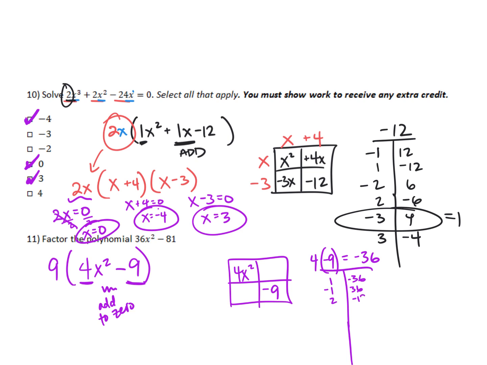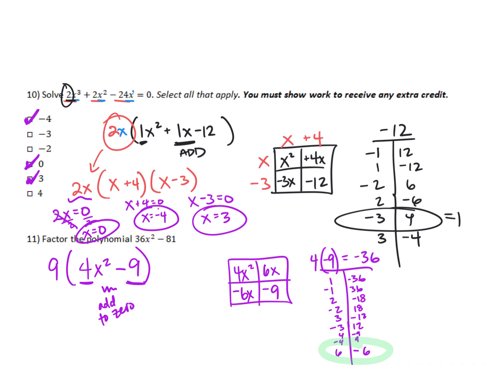2 and 18, 3 and 12, 4 and 9, 5, nope, 6 and 6. That's the end of my list. So I know that they have to add up to 0. So my winner, winner, chicken dinner is this pair right here. All right, so I know that I'm going to have a 6x and a negative 6x here.